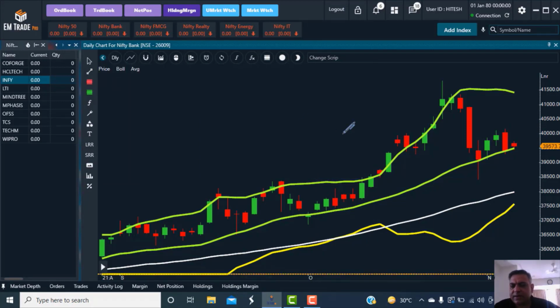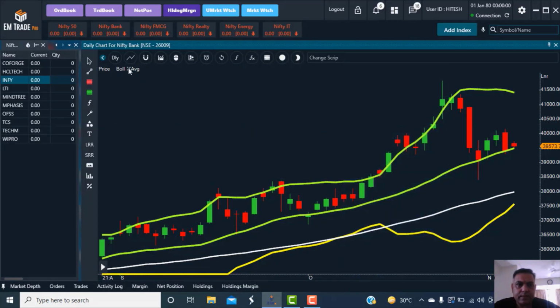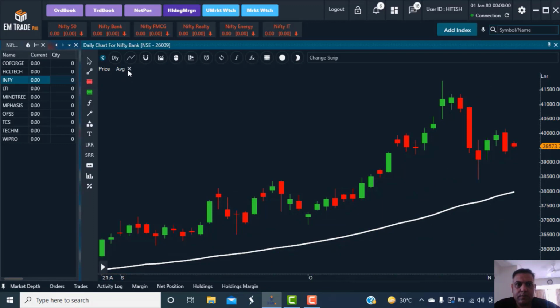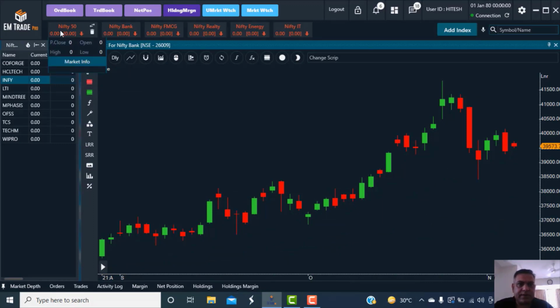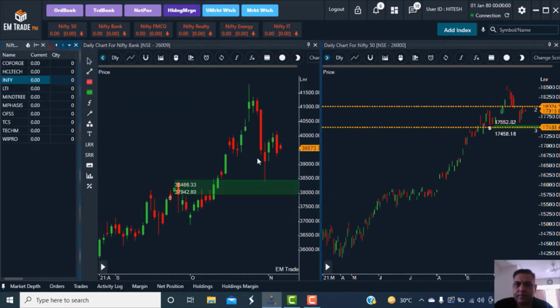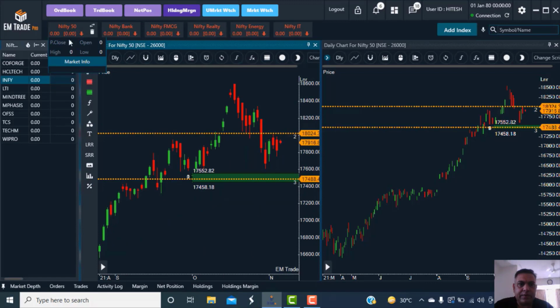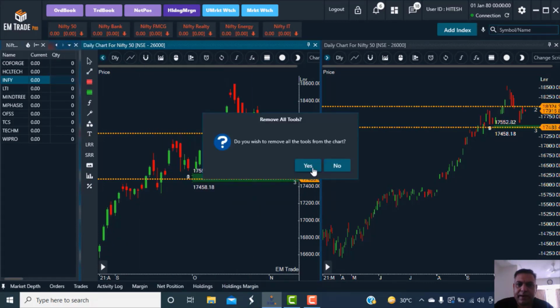For you as a trader, you have seen an uptrend previously, then you had seen 3 to 4 days of sharp declines. Now you are seeing a sideways consolidation. So now I'll remove all the studies, and I'll put both the charts side by side, which is Nifty and Bank Nifty. On the left, I will keep Nifty, and on the right, I will keep Bank Nifty.